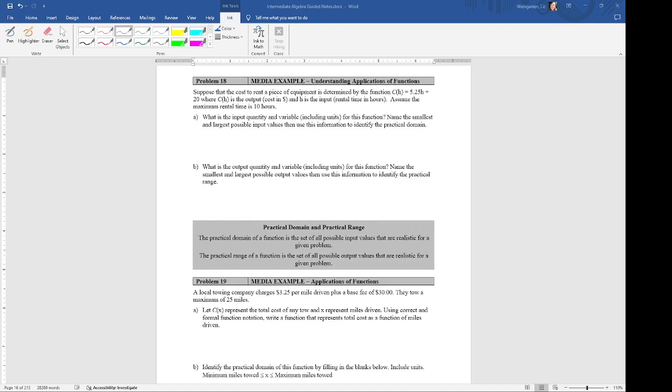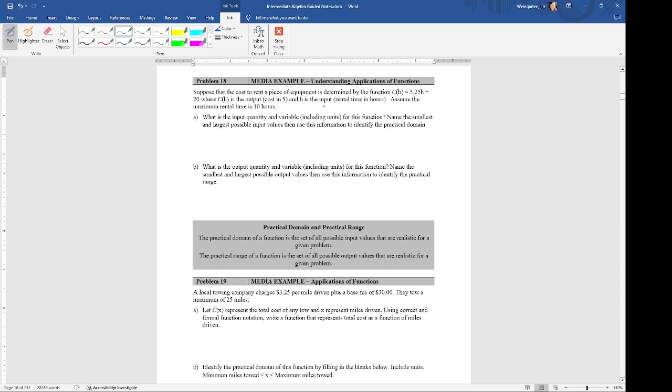The cost to rent a piece of equipment is determined by the function C(h) = 5.25h + 20, where C(h) is the output, cost in dollars, and h is the input, rental time in hours. Assume that the maximum rental time is 10 hours.